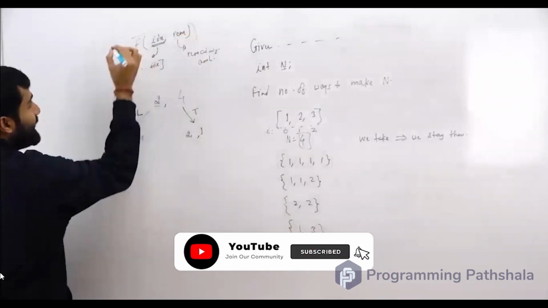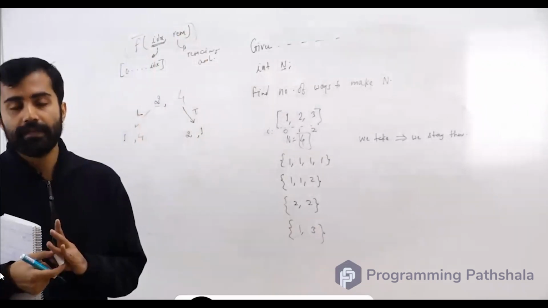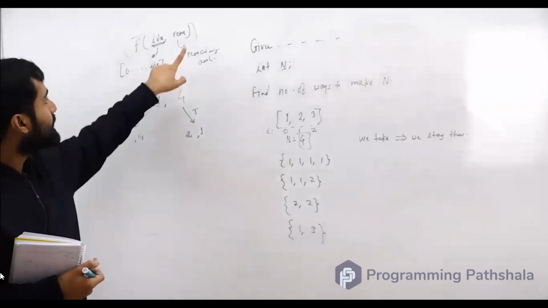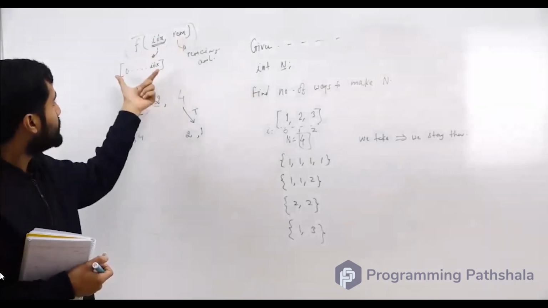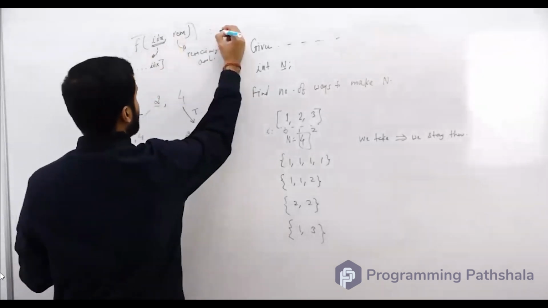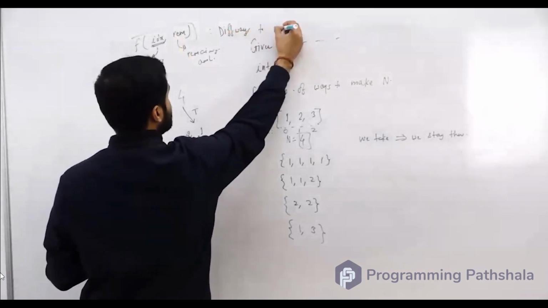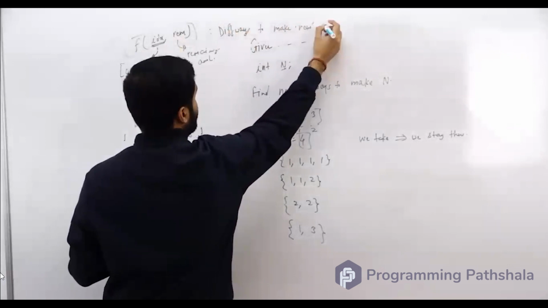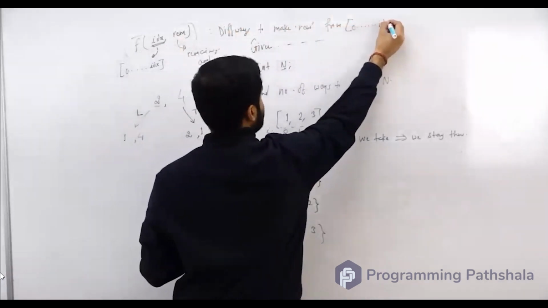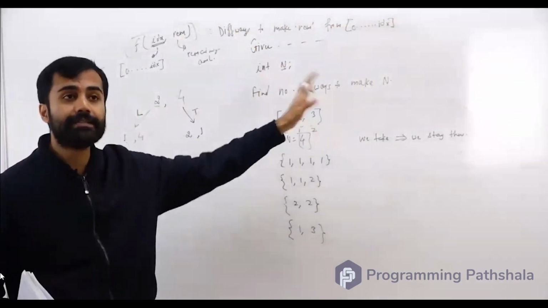Now, f of idx tells me in how many different ways, listen to it very, very carefully. F of idx comma remaining tells me in how many different ways I can create this amount from this much array. So let me write it: in how many different ways are there to make the remaining amount from the part of the array which is from 0 to idx. So you don't have to consider the denominations beyond idx because you left them.